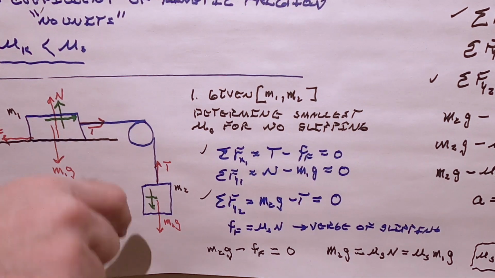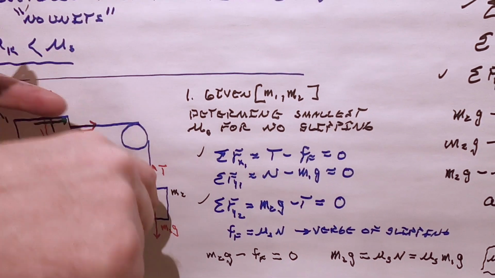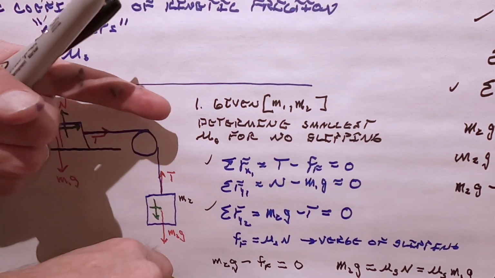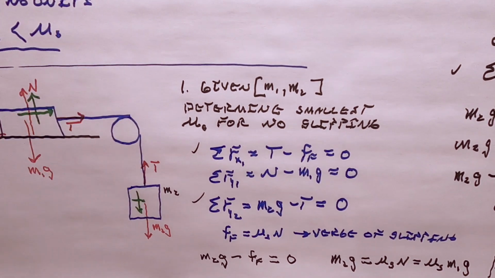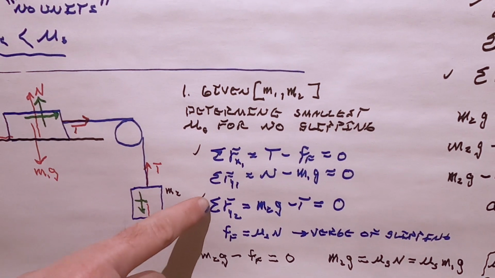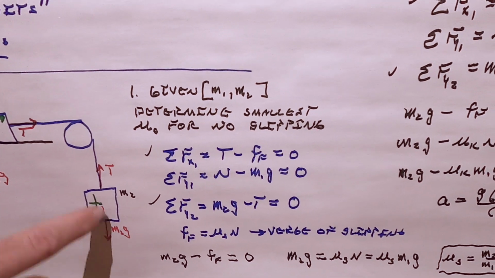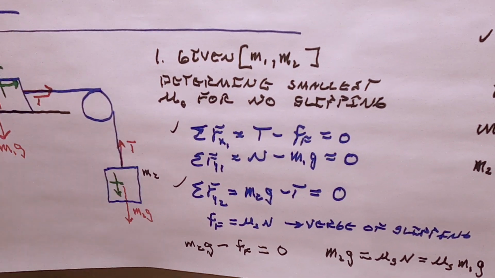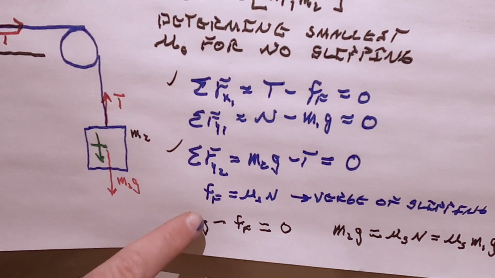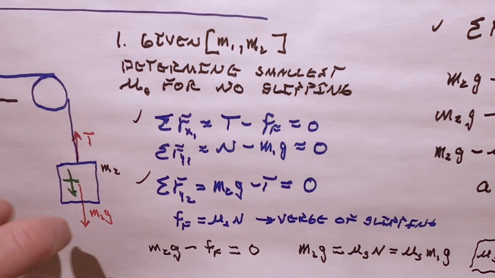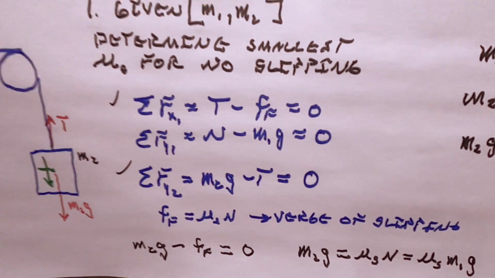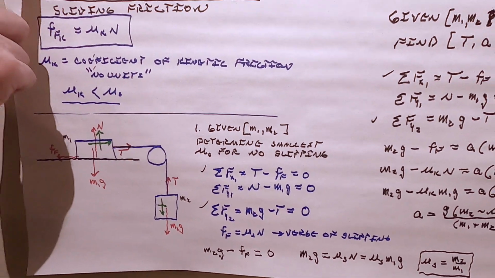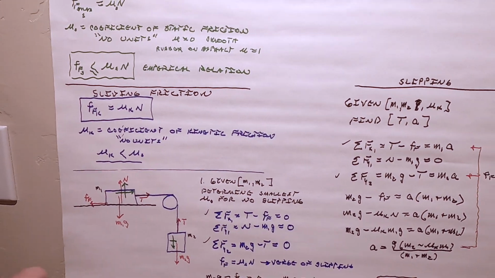Over on this point, we have m2 g. Remember, we don't want your two coordinate systems fighting each other, so we're going to call both these two directions positive. m2 g minus T equals 0 because this is not moving, too. If that's not moving, that one's not moving. And then we have one last thing. Since we know we're on the verge of slipping, the friction is equal to mu s n, the same formula we have up here. But when you're on the verge of slipping, it becomes equal.